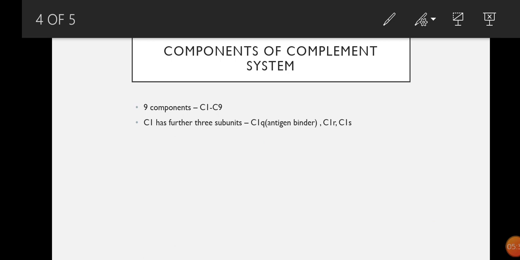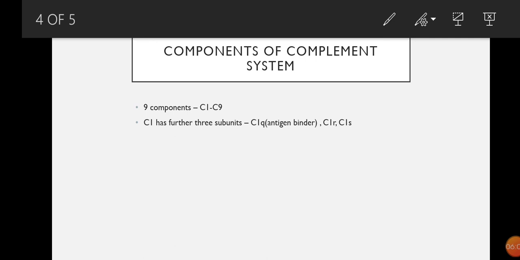Then we have complement number one. Complement number one has three components: C1q, C1r, C1s. I have told you before that the antigen is attached to C1q and activates it, and in turn C1q activates C1r and C1r activates C1s.